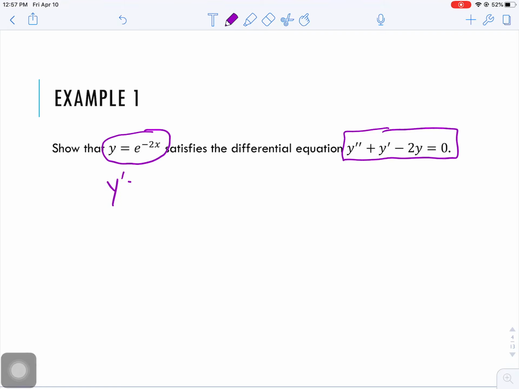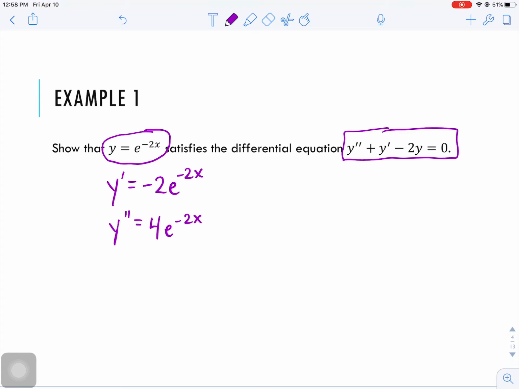So, y prime would be, well, we have to apply the chain rule, but the inside derivative is negative 2. So, we'd end up with negative 2 e to the negative 2x. That would be the first derivative. The e part, of course, remains the same. The second derivative, same idea, multiply the same thing but by the inside derivative, which is negative 2. We get positive 4 e to the negative 2x.